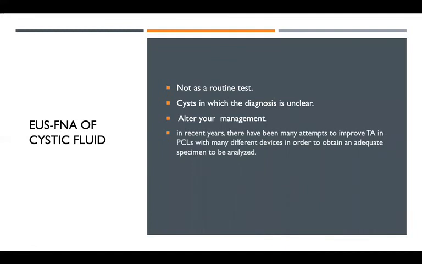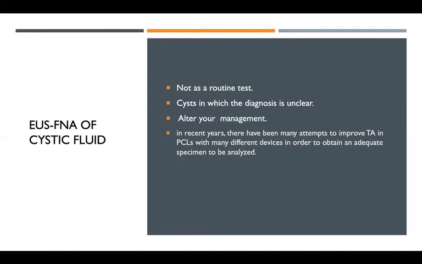EUS-FNA of cystic fluid is not a routine test, and all guidelines and consensus suggest that you are not allowed to do EUS-FNA of a cystic lesion unless your diagnosis is unclear or your management will alter. So, in recent years, there have been many attempts to improve tissue acquisition in pancreatic cystic lesions with many different devices in order to obtain an adequate specimen to be analyzed.